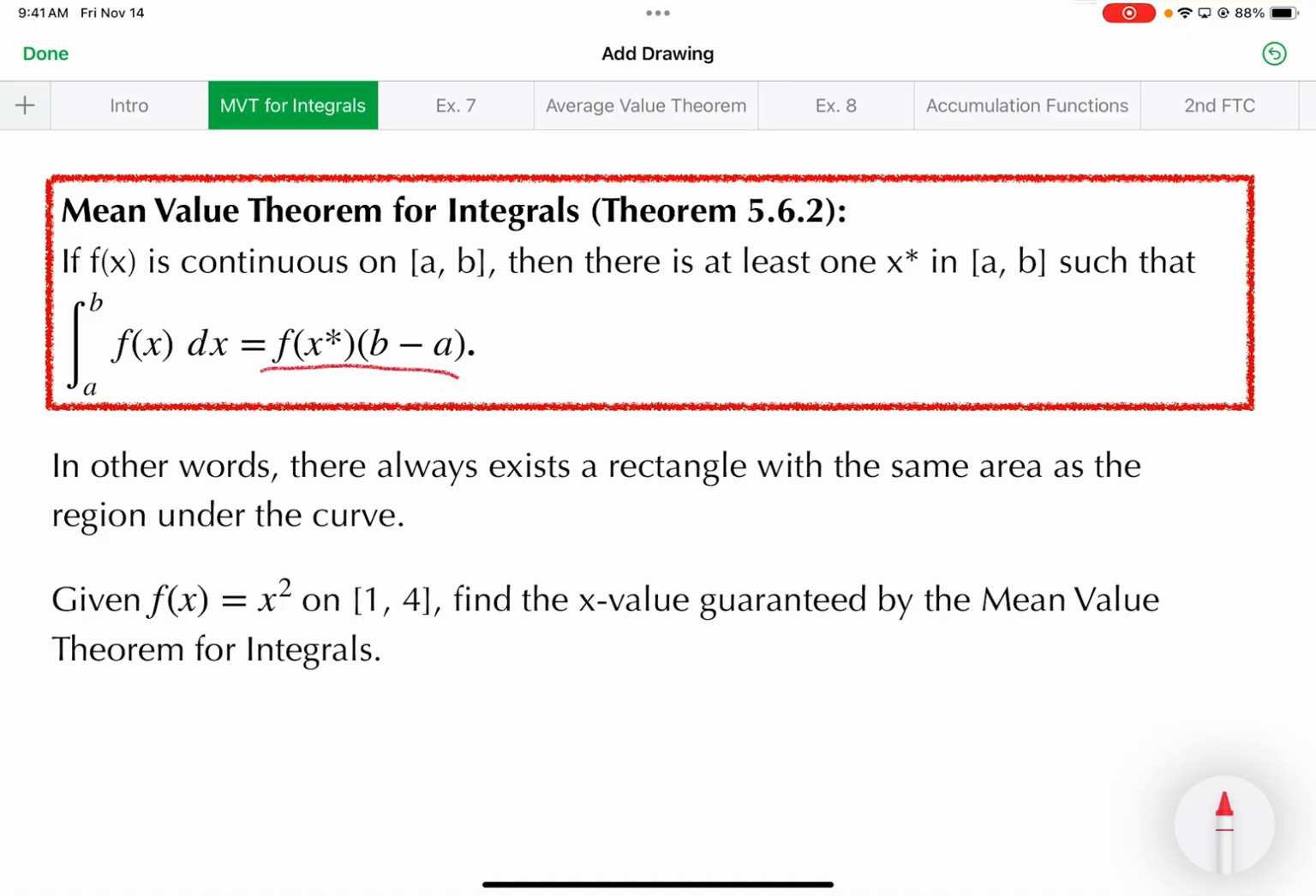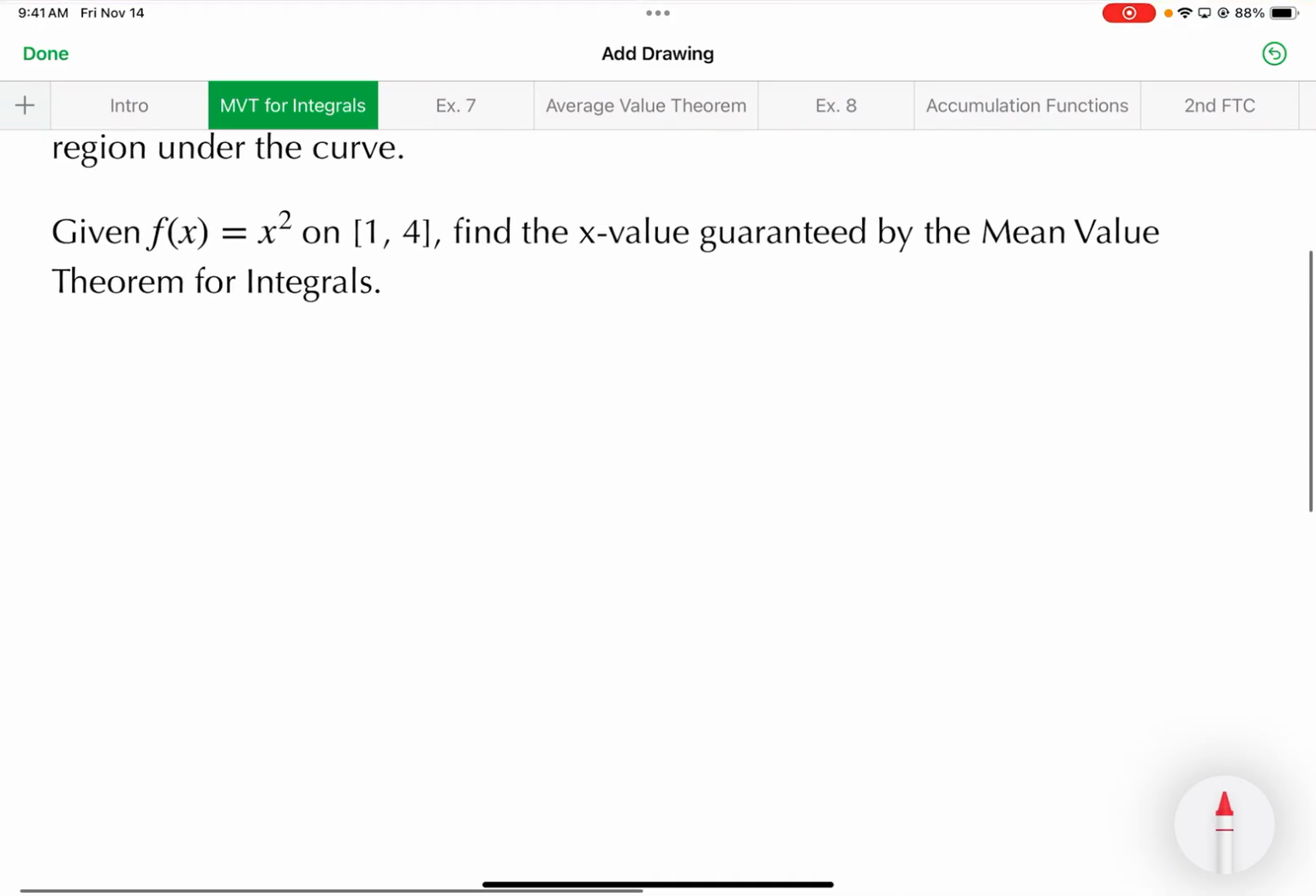All right, so let me illustrate that point. Given that f of x is equal to x squared on our closed interval from 1 to 4, find the x value guaranteed by the mean value theorem for integrals. And I feel like I have to check this now because I feel like this is incorrect. But when we do mean value theorem, I think your value has to be on the open interval, not the closed interval. So let me double check real quick. Should know that off the top of my head. No, it is in the closed interval. I always thought it was open. Okay, either way.